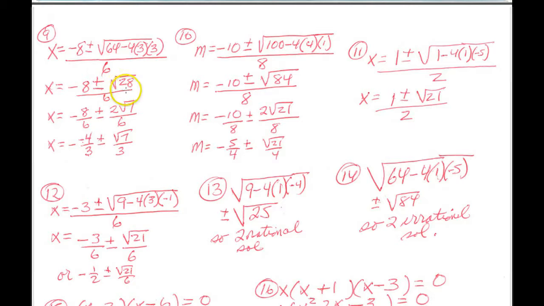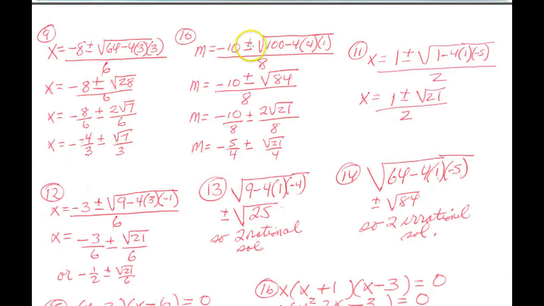And then I simplified 28 is the square root of 4 times the square root of 7. The square root of 4 is 2. And then I just simplified this. Now the answer on your answer sheet has this all over 3, which is another way to write it. This way is good too.